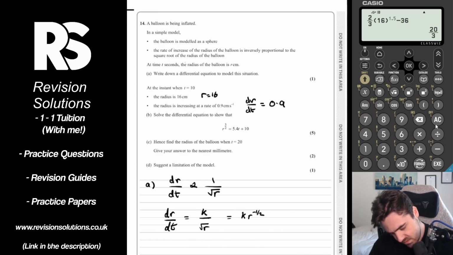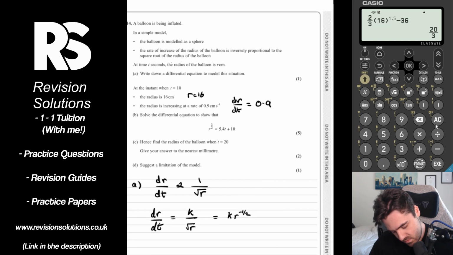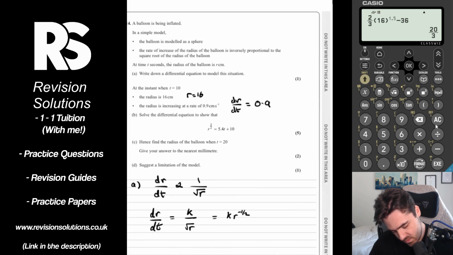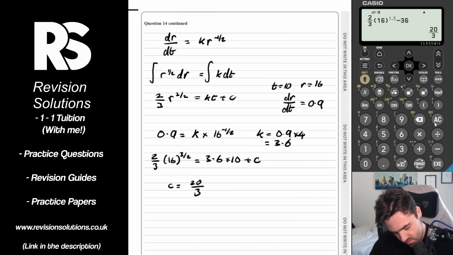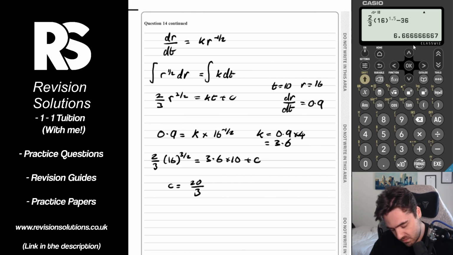And do they want it rounded at all? They want it not in fractional form. So let's actually write that. So 20 over 3, format that. Oh, that's not very nice. Actually, we'll leave it as 20 over 3 for now. And then we'll fix it when we rearrange for the end, because we just want to rearrange this. So 2/3 of r to the 3 over 2 is 3.6t plus 20 over 3.